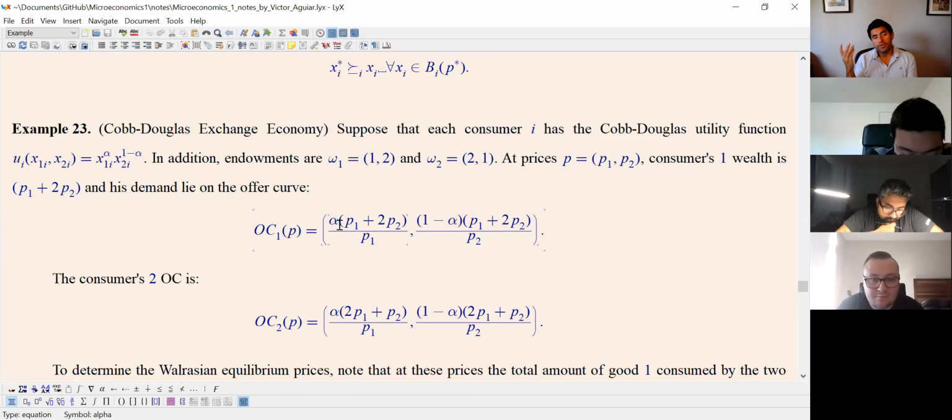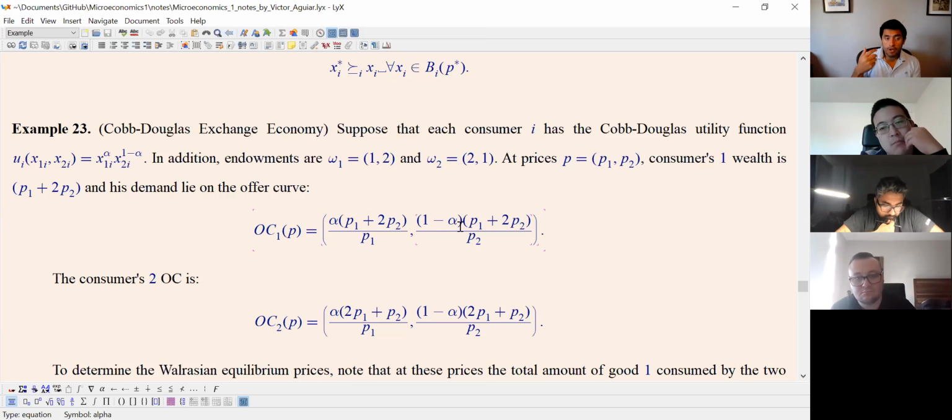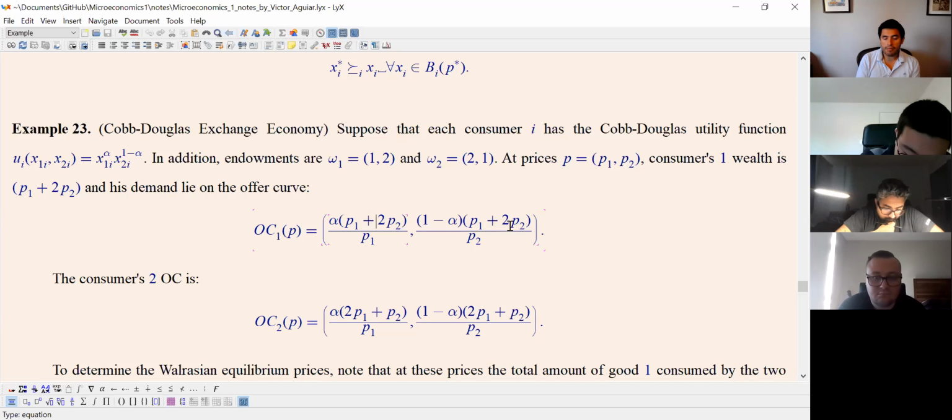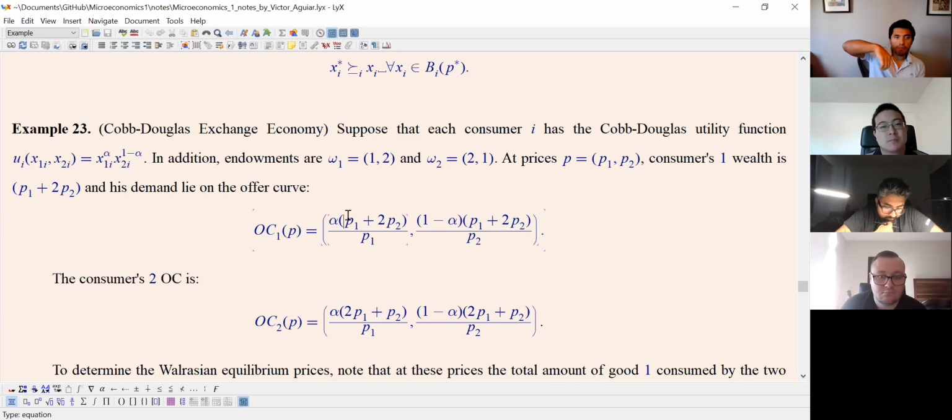At this point, you should know the Cobb-Douglas by heart. So it's alpha of the income, right, divided by the own price, P1. And then what is the consumption according to Cobb-Douglas of good 2? 1 minus alpha of the income divided by P2, right? Now, because here income is endogenous, I replace it by the endogenous income, right? So P1 plus 2P2, okay? P1 plus 2P2. So now this becomes a function of prices, right? So if you plot it for different prices, this is telling you how much the consumer is willing to exchange. That's why it's the offer curve, right?